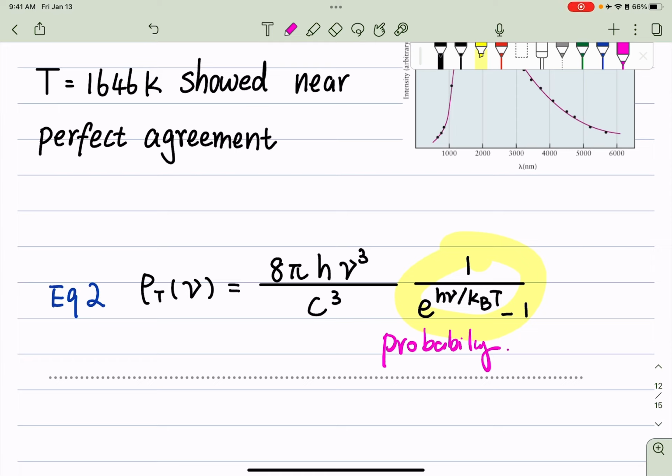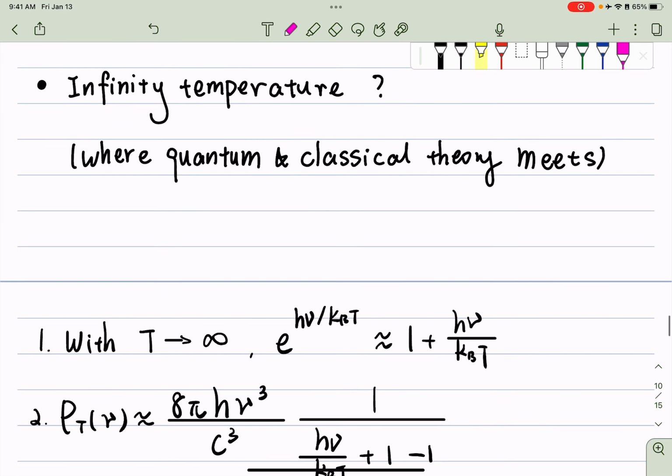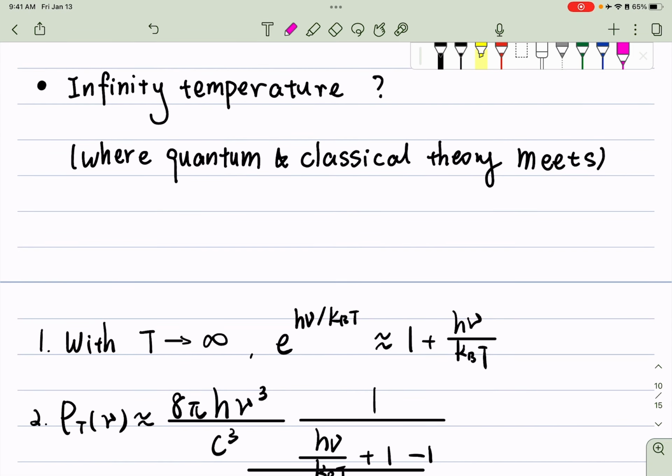Can you go back up to where you said T goes to infinity? How did you get 1 plus this one? Oh, that's going back to calculus. I don't expect you to know that, but if you know calculus, you'll see that's just a Taylor expansion of your exponential function.